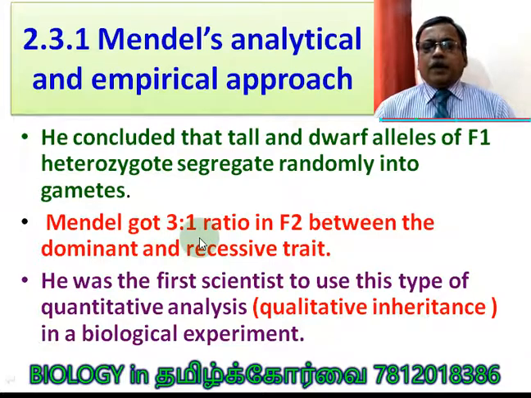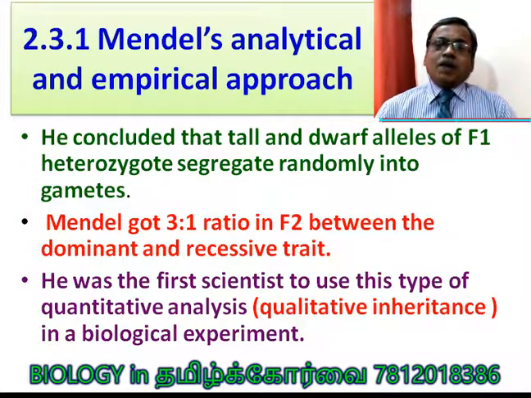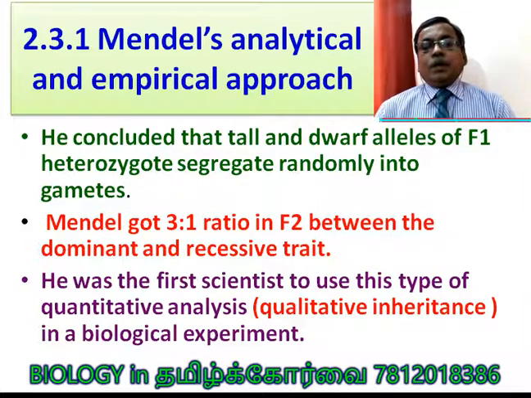Mendel got a 3:1 ratio in F2 between the dominant and recessive trait. Dominant 3, recessive 1. That is what we learnt already through the checkerboard. He was the first scientist to use this type of quantitative analysis. He counted the number of seeds producing tall plants and the number of seeds producing dwarf plants. So quantitative analysis is his analytical approach. But don't forget to remember it is qualitative inheritance.